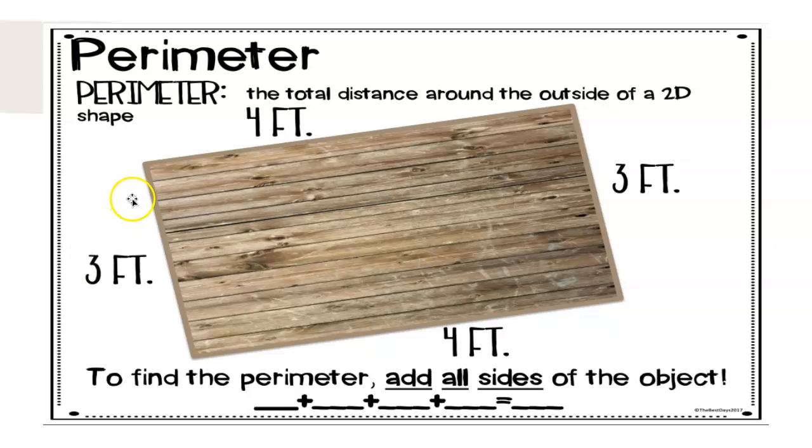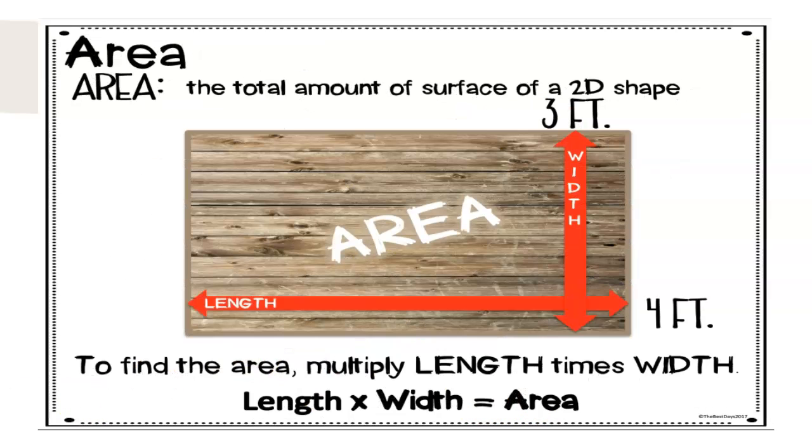A quick reminder, perimeter is the distance around an object. So if I were to try and find the perimeter, I would add 4 plus 3 plus 4 plus 3, and my answer will be 14. So the perimeter is 14 feet.